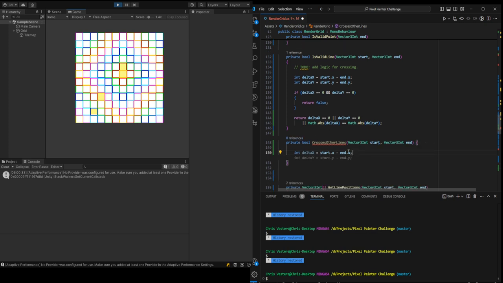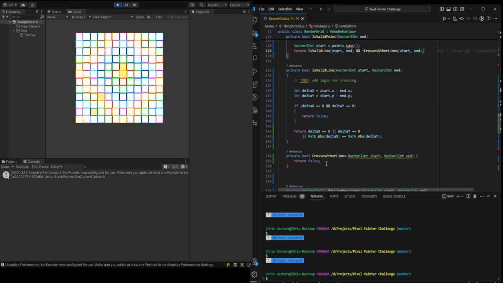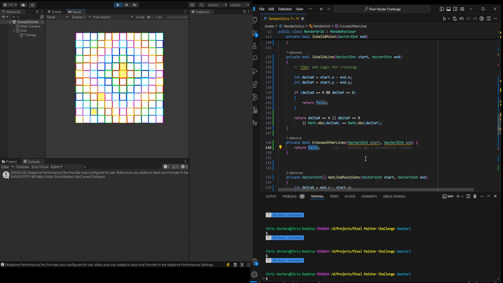I'm not sure why he's suggesting delta x. So what does that mean? How are we going to do it? Well, first of all, if not, return is valid line and not crosses other lines. Yes, that basically doesn't change anything, because crosses other lines will always be false, so it will always be true with the extra logic, and then it will remain the same.